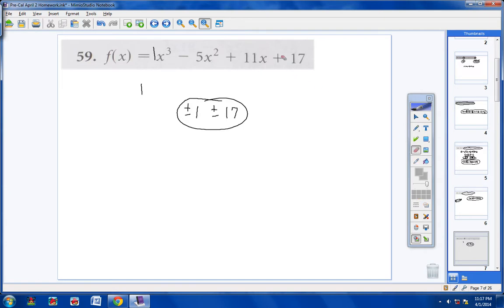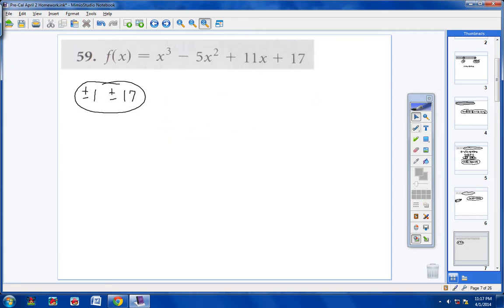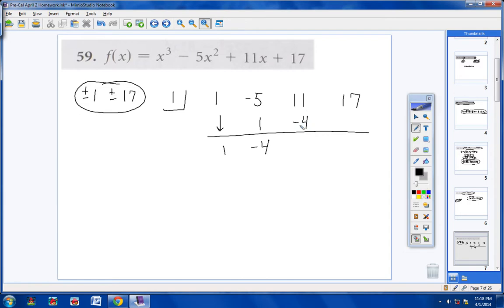So let's go ahead and use synthetic division, and let's see if we can't test these numbers right here. Okay, let's slide this over here, and here we go. My third degree coefficient is a 1, -5 is my second degree coefficient, 11 is my first degree coefficient, 17 is my constant term. I'm going to go ahead and test +1 first, and let's see what happens. It's really fast. Bring your 1 down, multiply, that's a 1, combine, that's a -4, 1 times -4, -4, combine, you get a 7, 1 times 7 is 7, combine, you get 24. So we can stop right there.